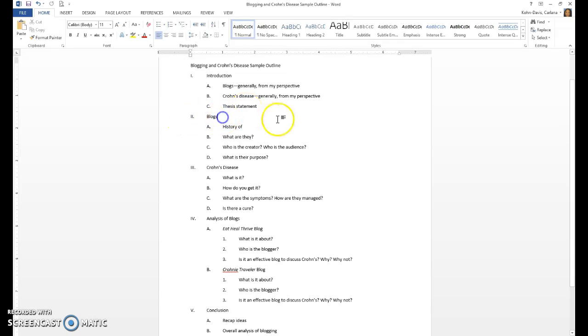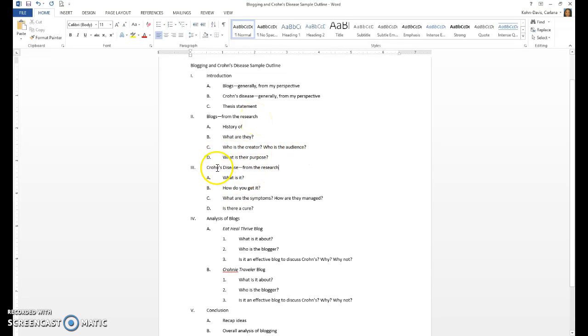Then I talk about blogs, and I guess off to the side, I should probably put "from the research," and then as well as this, "from the research," because these two sections are based on the research. What is the research saying about blogs, about the history of blogs, about what blogs are, about who creates them and who the audience is, and what is the particular purpose for writing a blog? So all of this information comes from the research I conducted on blogs.